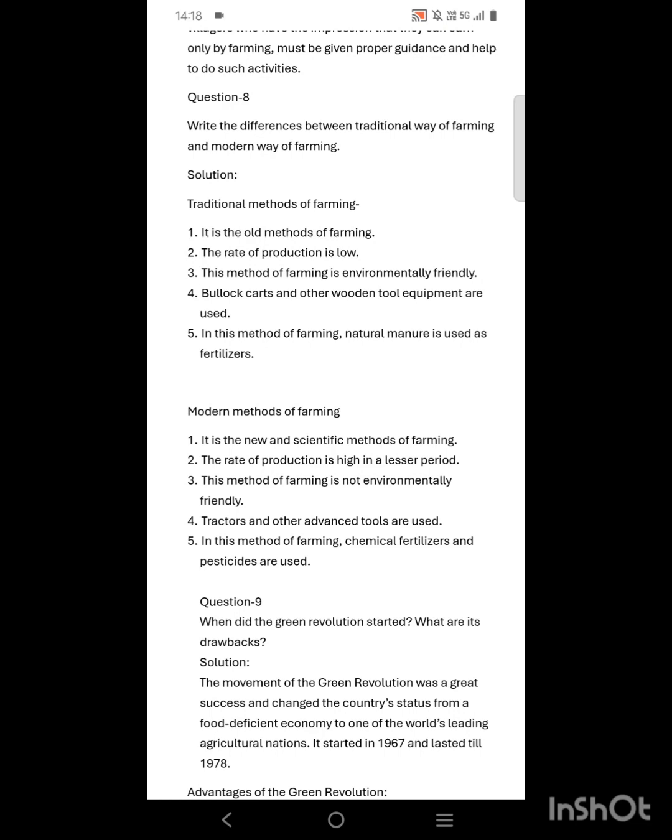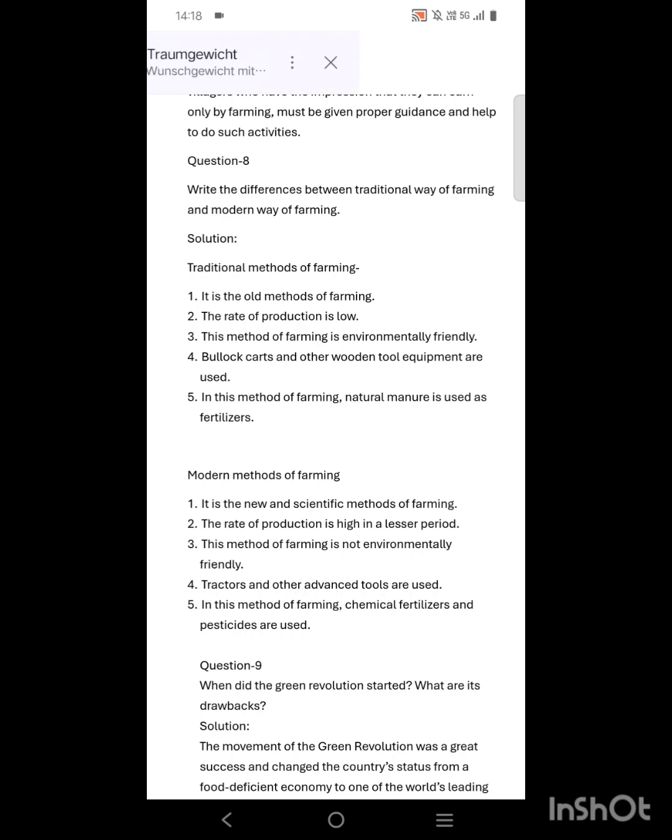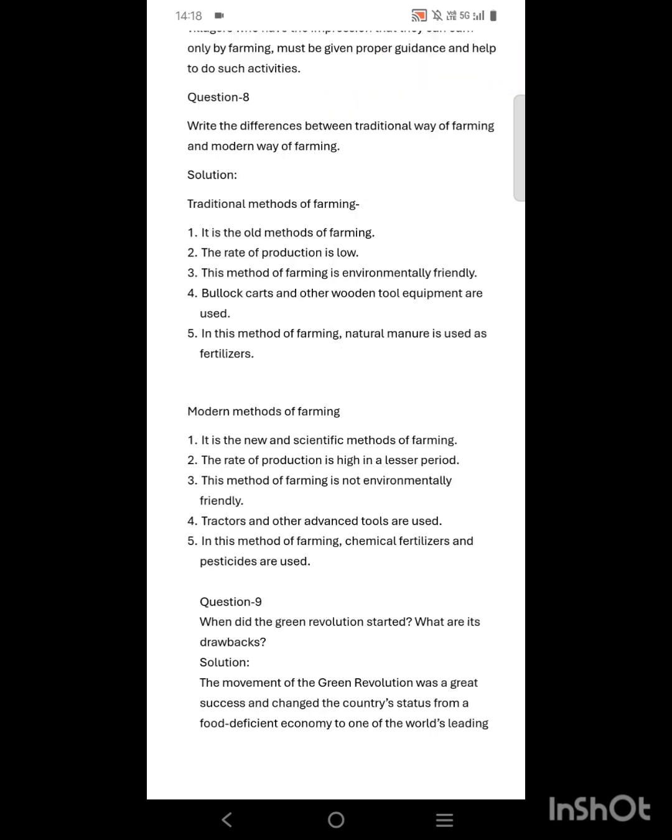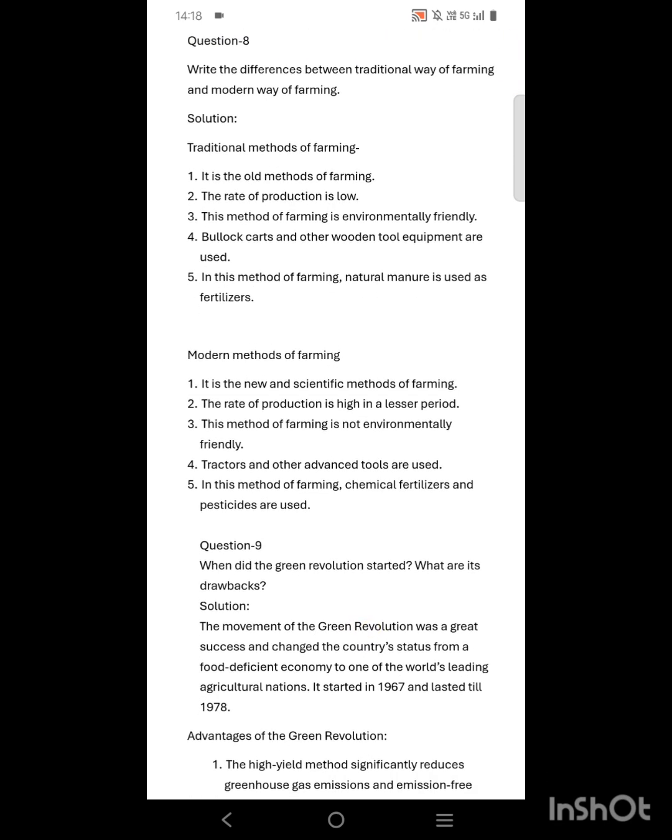The rate of production is low. This method of farming is environment friendly. Bullock carts and other wooden tool equipments are used. In this method of farming, natural manure is used as fertilizer. So, the traditional method of farming is actually the oldest method of farming.